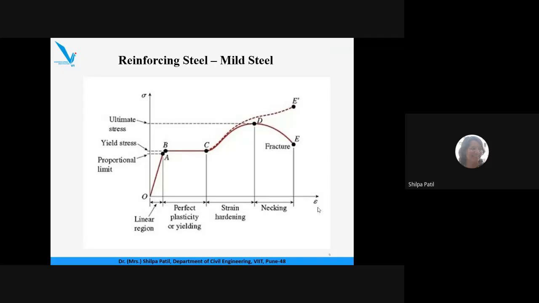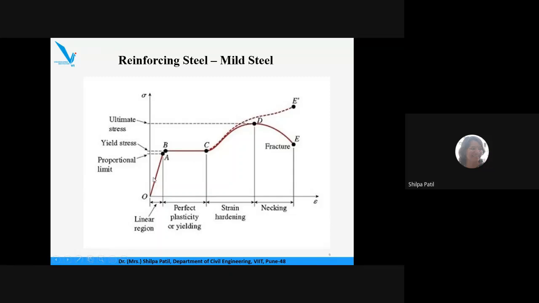This is the stress strain curve for a mild steel, and you can easily explain all the stages in this curve. From O to A, there is a linear region, an elastic region. At point A or B, there is a yield point. The corresponding stress to this point is called the yield stress. Then there is a plastic region. Beyond that, there is strain hardening.